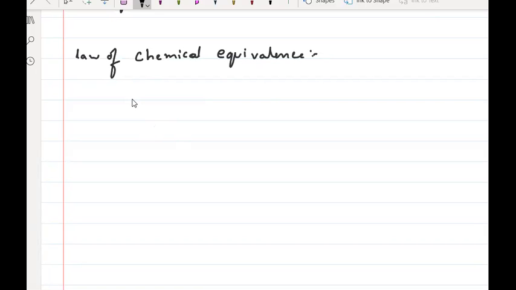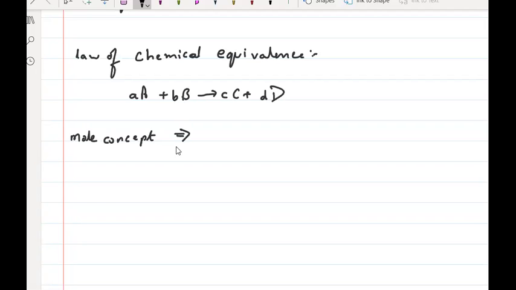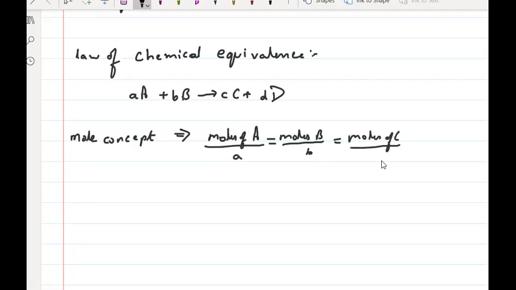Now, suppose I'm having a reaction. Just write the reaction: aA plus bB gives cC plus dD. This is my reaction. If you remember the mole concept, according to mole concept we use principle of atomic conservation, which means moles of A divided by stoichiometric coefficient a should be equal to moles of B divided by stoichiometric coefficient b, is equal to moles of C by stoichiometric coefficient c, is equal to moles of D by stoichiometric coefficient d. Right, everyone?